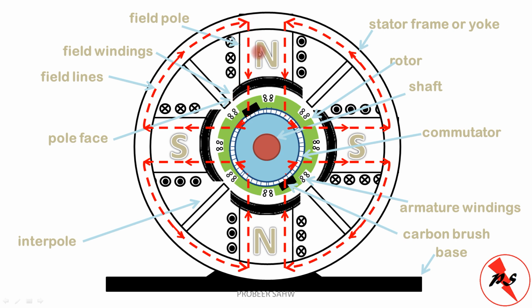These are the field lines that originate from the north poles, go to the south poles, and traverse back to the north pole through the frame or yoke. While doing so, they also cut the rotor. So whenever the rotor rotates, it cuts these magnetic field lines or the magnetic flux. This whole part is known as the rotor, and this part is known as the armature core. Rotor or armature are the same thing.